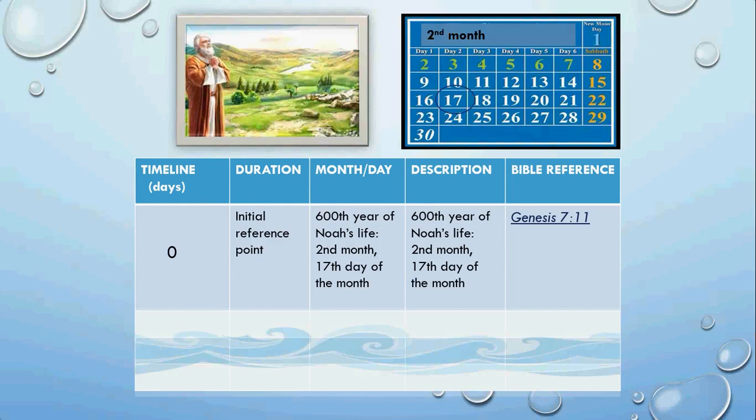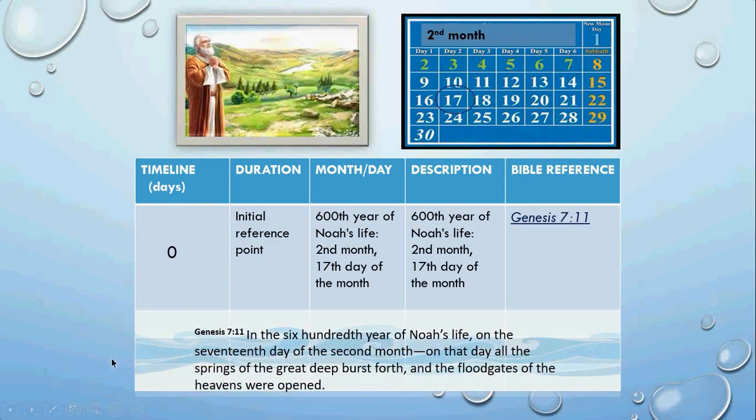The initial reference point is the 600th year of Noah's life, the second month, the 17th day of the month. The description is the same, the 600th year of Noah's life, and that's found in Genesis 7:11. These scriptures are going to be repeating what I'm saying, but I wanted to have the scripture here so that you could read it for yourself. And Brother Pete agreed to help with the reading of the scripture today.